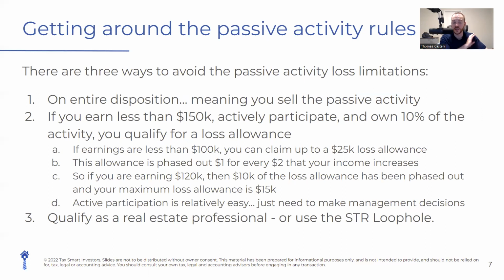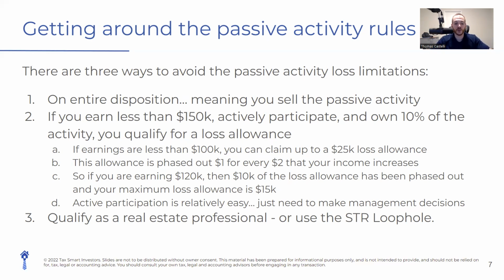The special loss allowance has vanished into thin air. You can't use it at all. But it also phases out $1 for every $2 above $100,000. So, for example, if you had $120,000 in income, you can only use the special loss allowance to take $15,000. So unfortunately, for many people these days, this just isn't a viable option either anymore.